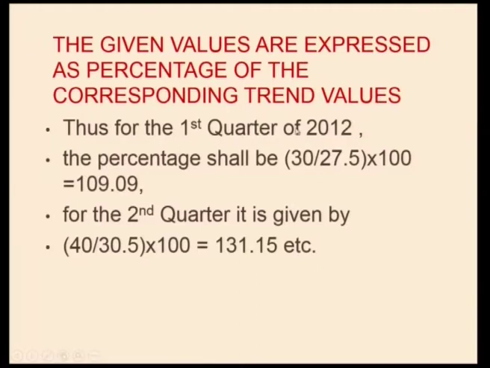So for the first quarter of 2012, you take the percentage to be 30 divided by 27.5 multiplied by 100. So we get 109.09. For the second quarter, we get 40 divided by the trend value for the second quarter of 2012, which is 30.5. You multiply by 100, and that gives you 131.15, etc.